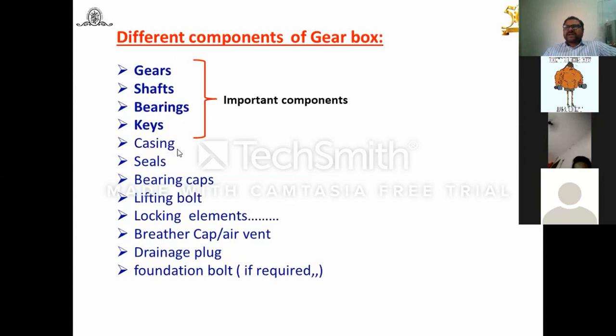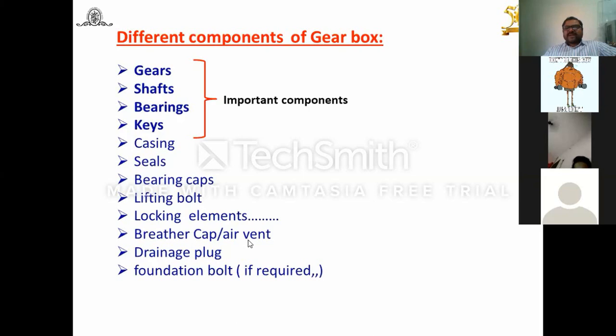Again, the casing may be divided into two parts or three parts. I will cover that part later. Then seals, where the input and output shafts come out of the gearbox, where we have to use seals to prevent leakage of the lubricant, and again to prevent foreign particles from going inside the gearbox. Then bearing caps, which are provided for the input and output shafts. Then lifting bolts to lift the gearbox, and locking elements while mounting the different parts.